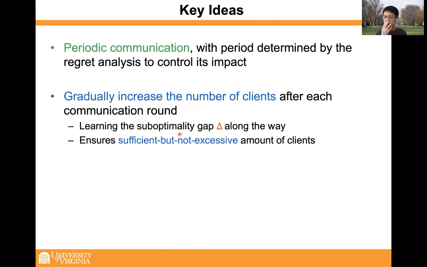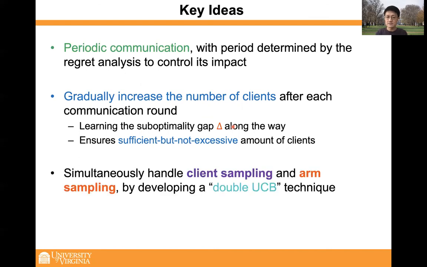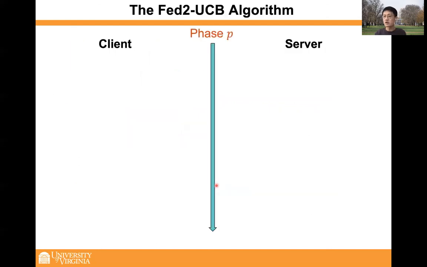So this is also a different philosophy from the conventional method, where we have a uniform number of clients. We use that throughout the game. Okay. The benefit here is that we can actually learn the suboptimality gap along the way. So this ensures our previous goal, which is to have a sufficient but not excessive amount of clients. And this simultaneous handling of client sampling and arm sampling leads to this WCB technique. Again, I'm not going to talk about details here, but let me just give the algorithm.